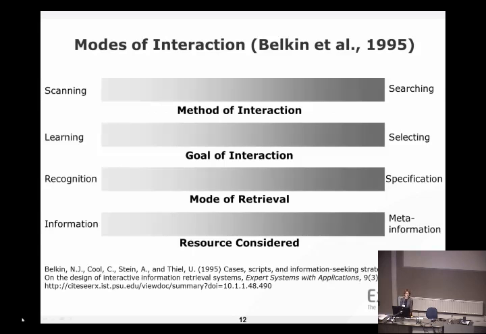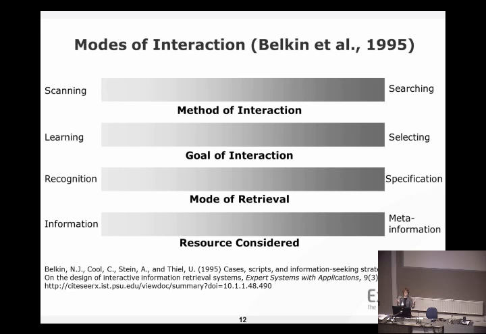And if we look at models of information seeking, this is one of the models, and see it's not even new, it's from 1995, the model of Belkin et al. And they're talking about modes, or sometimes they call it dimensions of interaction. They're looking at the method of interaction, at the goal, at the mode of retrieval, and at what kind of resource you are considering for the sake of a specific search session or search process. And they're looking at the spectrum. So typically our behavior is somewhere on the spectrum of each of these domains, or each of these modes.